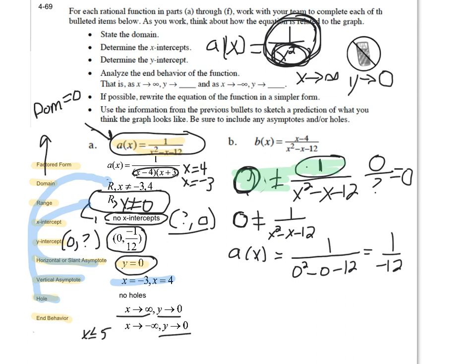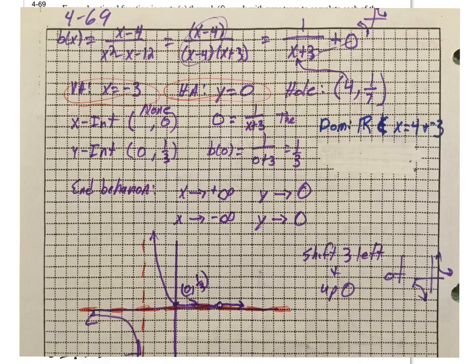So if you want to make a new viewing window, all you need to do is go from negative 5 to 5 for both x and y. Take a minute, review some of these things, and then come back and let's take a look at part B. So let's take a look at part B.